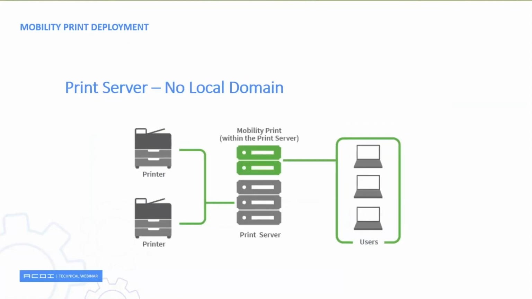So we have a print server with no local domain, where you might find using Mobility Print to be the easiest way to have people connect to the devices. Mobility Print comes with PaperCut at no extra charge, so your options are huge for getting users connected and printing, all secure and tracked with full accounting.